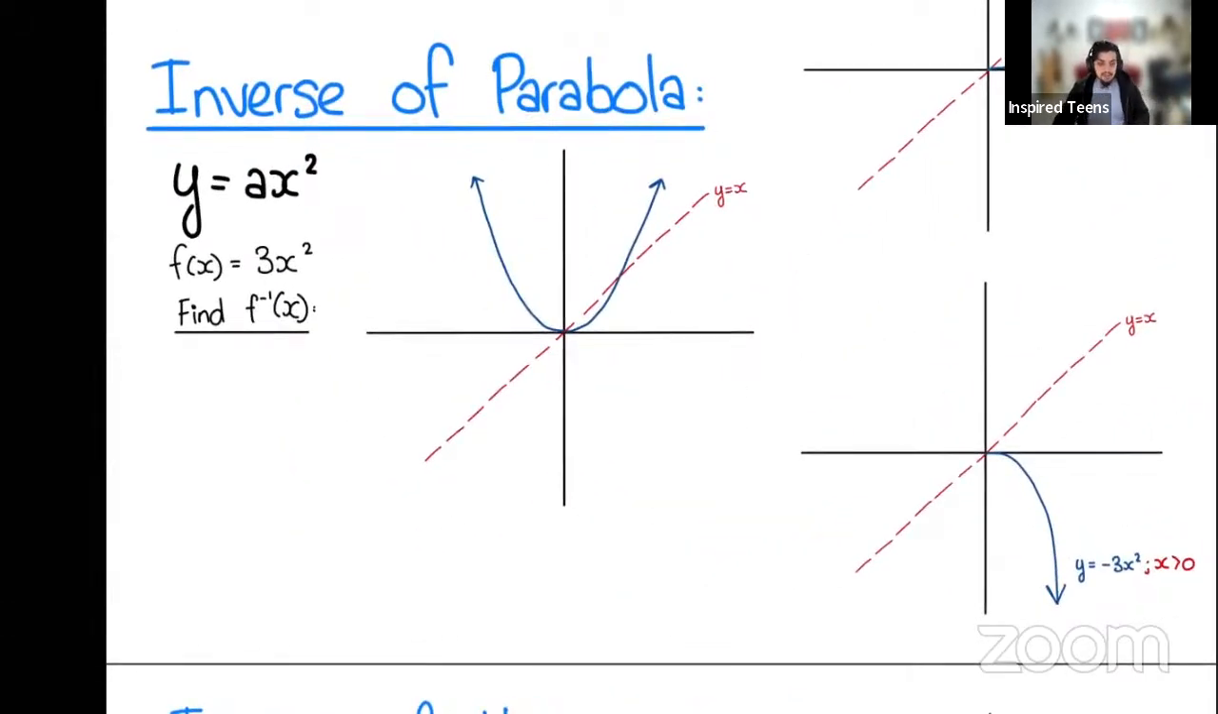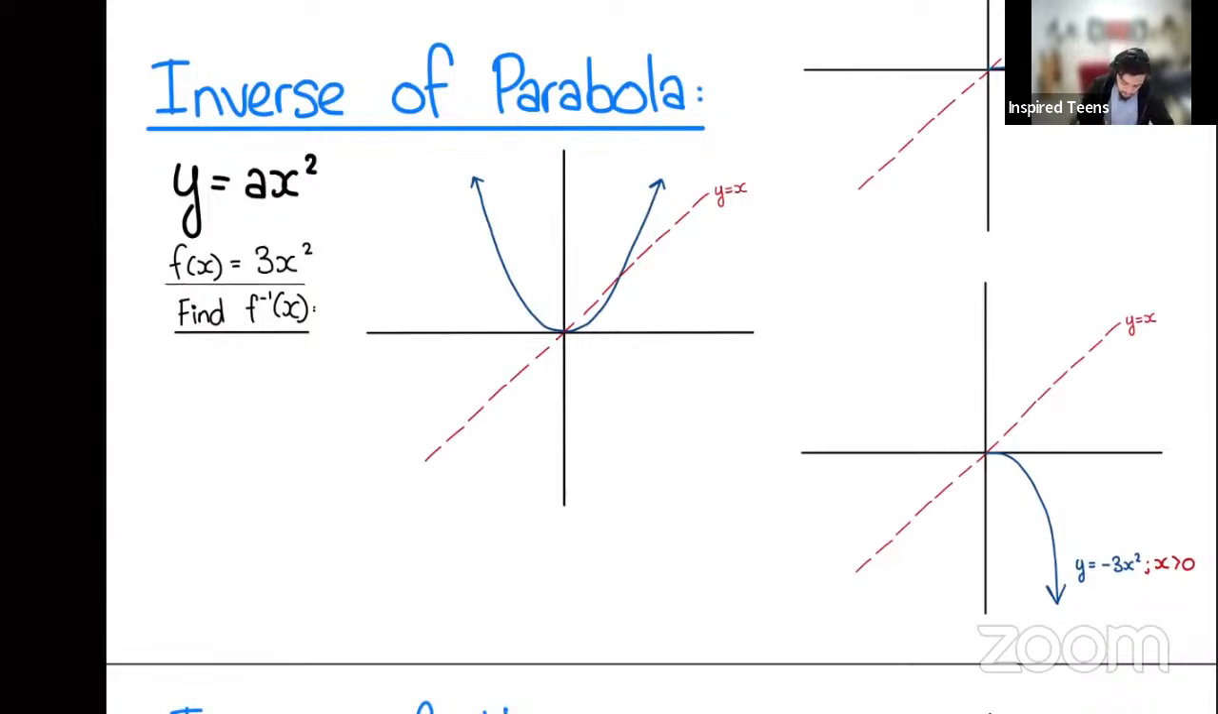Okay, let's have a look at the next example. We're going to talk about the inverse of a parabola. So the most basic formula for a parabola function is y is equal to ax squared. Okay, so you have to know the inverse of y is equal to ax squared. So let's do it through an example.